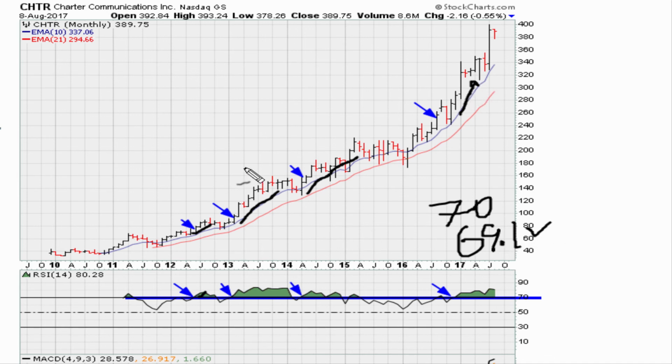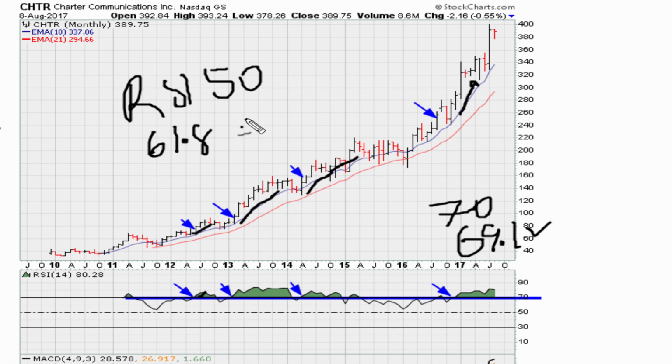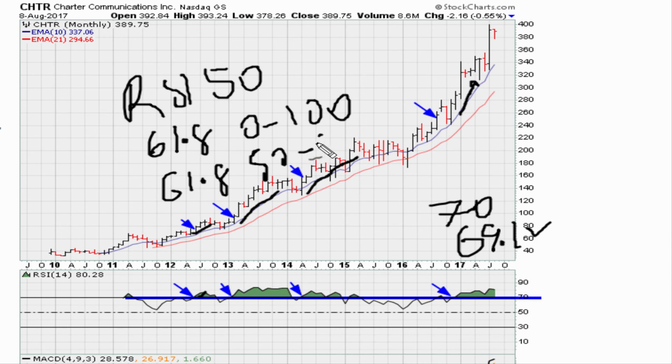So I want to touch on those levels. We looked at RSI 50, and then we looked at RSI 61.8 between 0 and 100, and we looked at RSI 61.8 between 50 and 100, which is pretty much at 69.1. Understanding these levels does help you appreciate what's going on day to day, week to week, month to month in a stock's tendency either to move up or to move down.